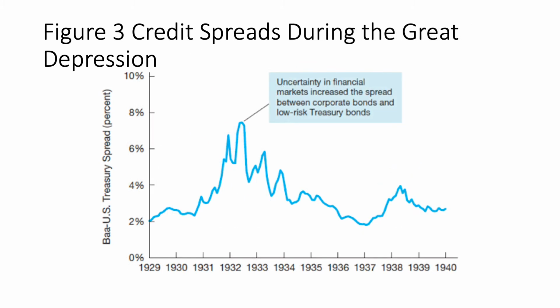An index of this uncertainty and fear: the credit spreads during the Great Depression. You can see that as the market collapses, we start to see credit spreads climb dramatically. So this is based off of the spread off of the Treasury, and this reflects uncertainty in financial markets. And the uncertainty is increasing, and we're seeing that on the spread between corporate bonds and low-risk Treasury bonds, right? We're wondering whether or not these corporations have lost tremendous assets, they're having problems, and they're not going to be able to pay their debt.